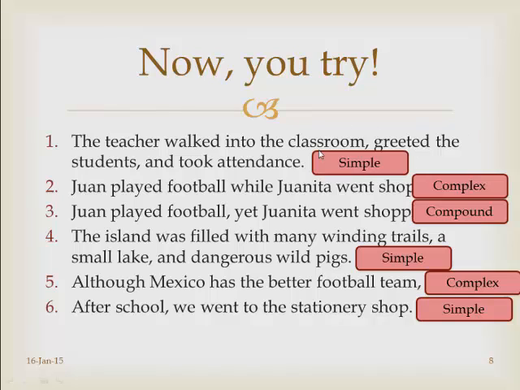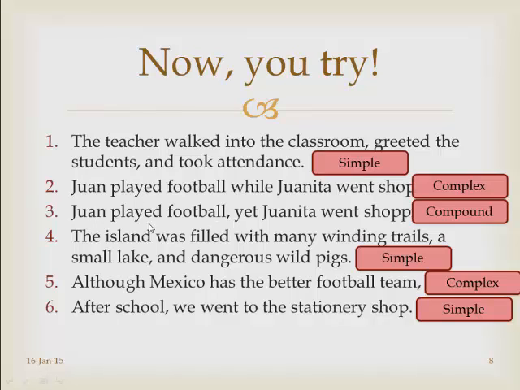So the first one is a simple sentence. Why? You have the subject, the teacher, walked into the classroom, greeted the students, and took attendance. So you have more than one verb here, but it's a compound verb. You still have the same subject for the verbs. So this is actually one simple sentence, although it looks pretty long, right? Alright, the second sentence, Juan played football while Juanita went shopping. Now, Juan played football, one independent clause, while Juanita went shopping is a dependent clause because while is a subordinator, not a coordinator. So this is a complex sentence.